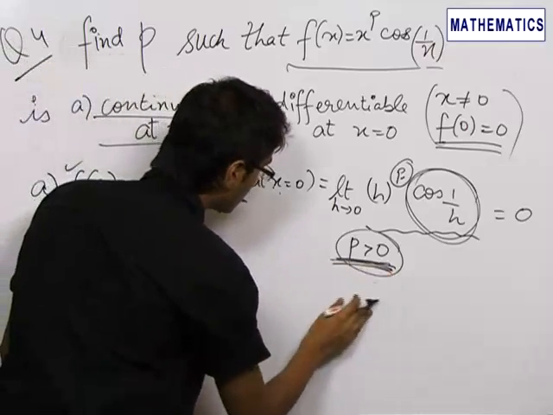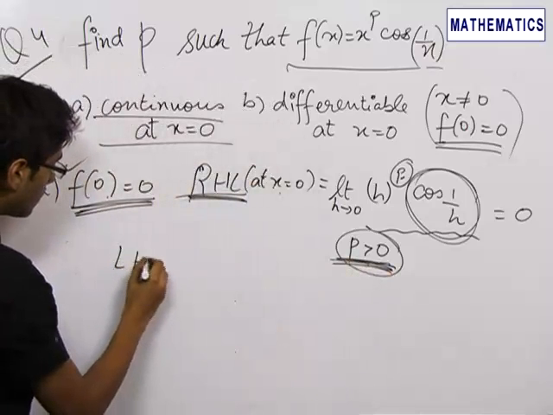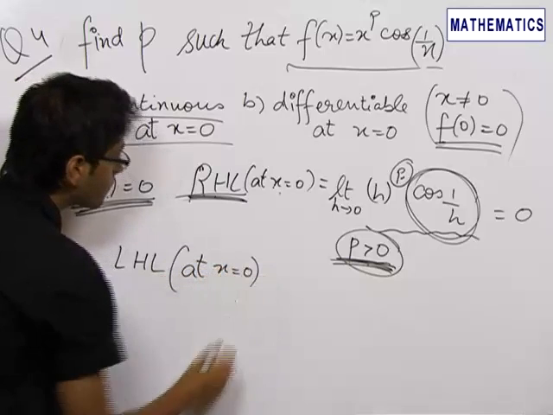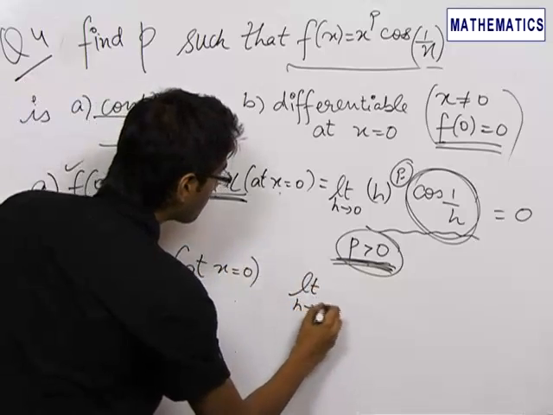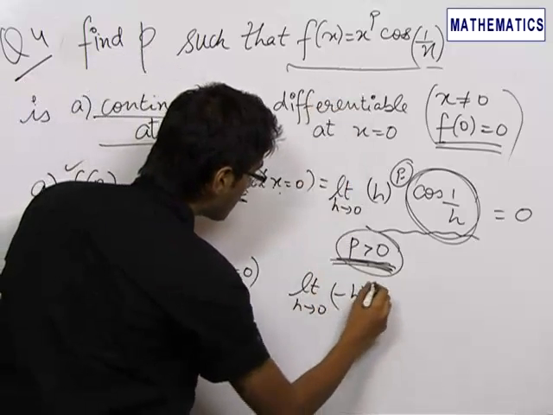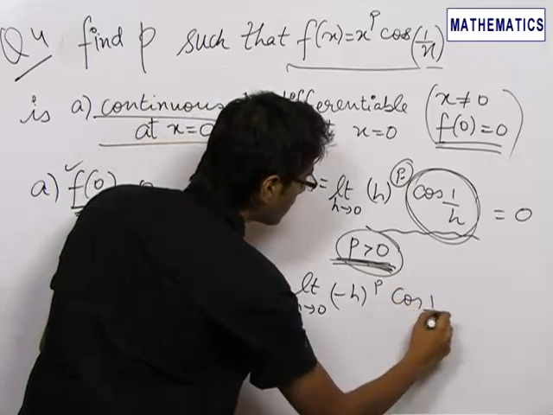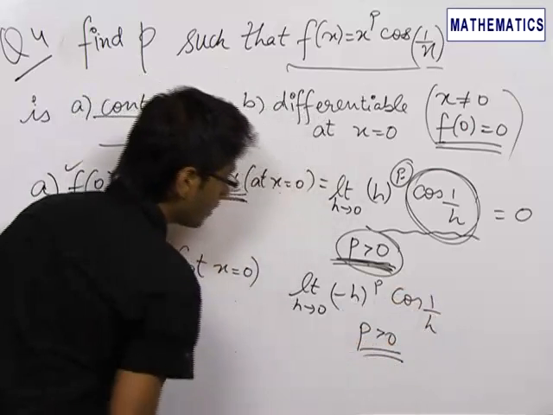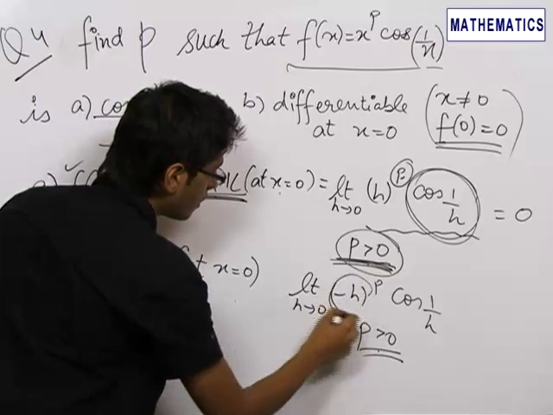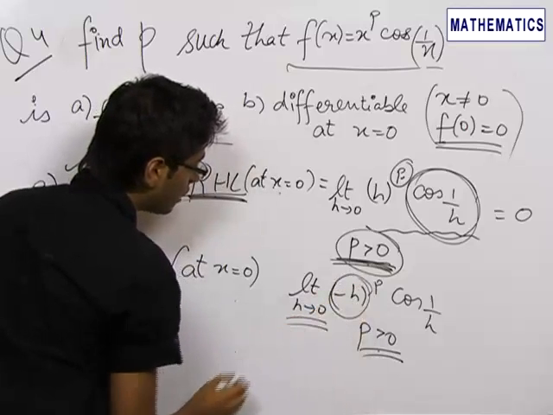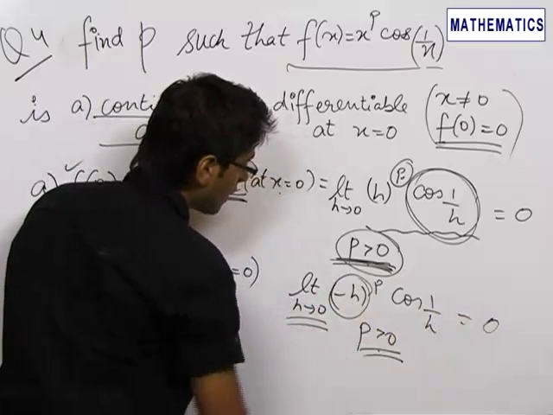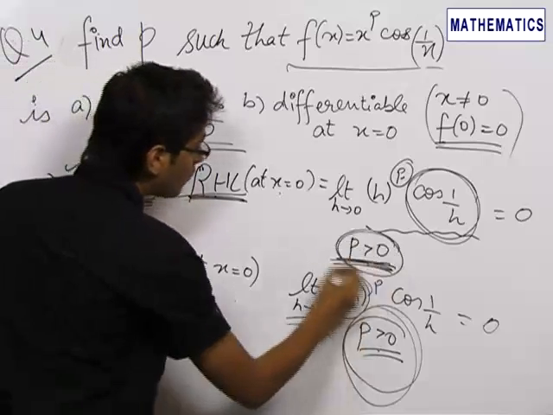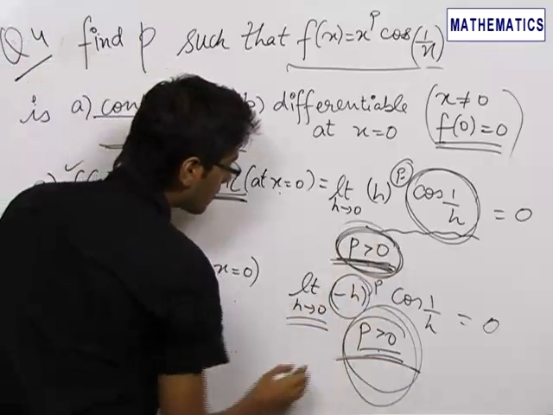Now let us check the function's left hand limit at p greater than 0. We need to have the left hand limit equal to the right hand limit. So checking the left hand limit at x equals 0, we get limit h tending to 0 of (0 - h)^p, so this is equal to minus h^p cos(1/h). Very clearly from here also p should be greater than 0, because at p greater than 0 there will be a term of h in the numerator, and hence as h tends to 0 the limit will become equal to 0. Hence the answer for the first part, that is for the continuity of the function at x equal to 0, we need to have p greater than 0. So this is the first part's answer.